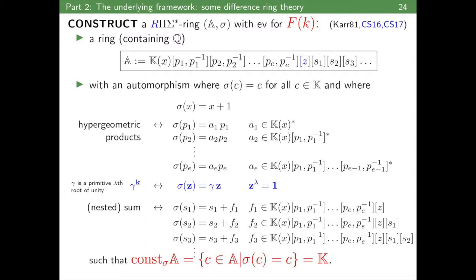Okay, so summarizing, if you give me an arbitrary expression in terms of hypergeometric products and sums on top of it, I can always step by step construct such a difference ring in terms of variables such that the constants are not extended.